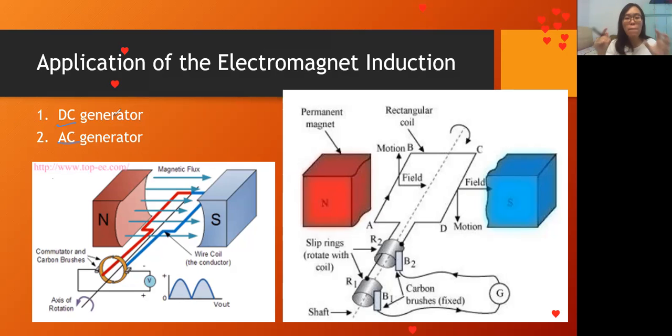What makes these two generators different in producing direct current and alternating current is the commutator. This part in both the DC generator and the AC generator, we will call it the commutator.